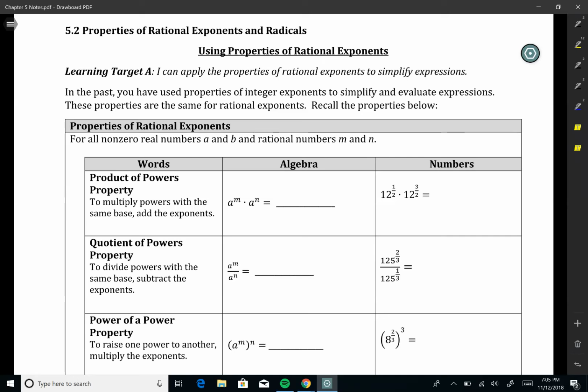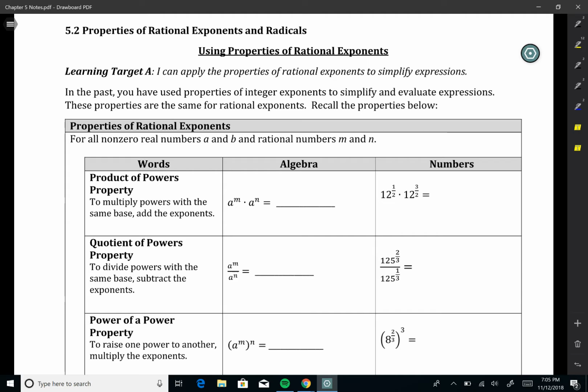Hey guys, welcome to the beginning of section 5.2, called Properties of Rational Exponents and Radicals. This video is just going to get us dipping our toes into using the properties of rational exponents. So our learning target is: I can apply the properties of rational exponents to simplify expressions.